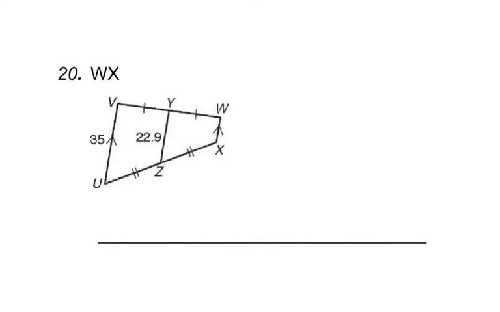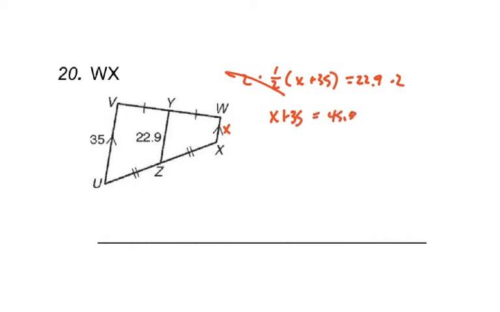And then now we're back to one where we have an unknown. I know we already have an x, we're just going to ignore that. Unknown base, so 1/2 times the x base plus the 35 equals 22.9. And we multiply by 2 again. Cancels. x plus 35 equals 45.8, minus 35. So x would have had to be 10.8.